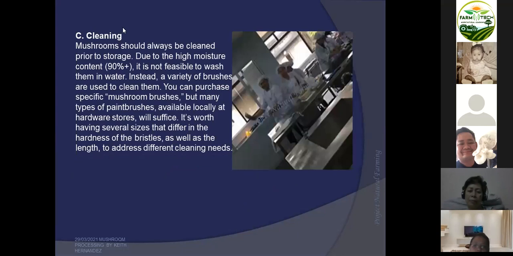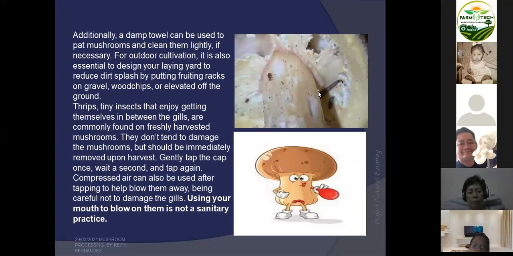Now, mushrooms should always be cleaned prior to storage, but due to the high moisture content, which is, as I said, 90 plus %, it is not feasible to wash them in water. Instead, a variety of brushes are used to clean them. Pwede kayong bumili sa hardware yung mga soft bristle na pangpintura. In case na gusto nyo talaga na linisan siya. No? Kasi minsan may mga ganito. Pwede i-brush off lang natin yan or itak-tak natin.